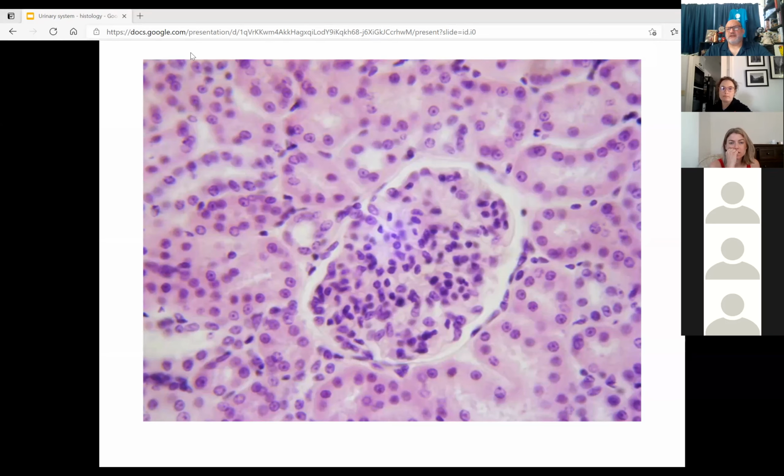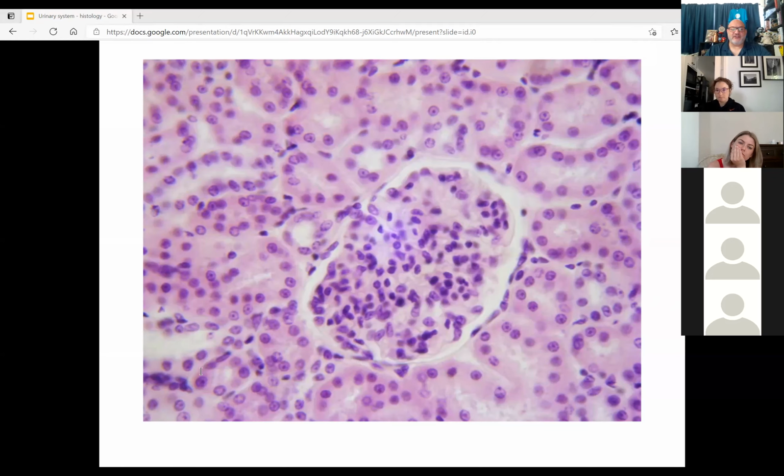Kidney, excellent. How do you know? The renal tubule or renal corpuscle. Renal corpuscle, absolutely. And so the renal corpuscle also tells us we're in what specific part of the kidney? What region of the kidney are we in? The cortex. Cortex, because only in the cortex are we going to find the renal corpuscle.